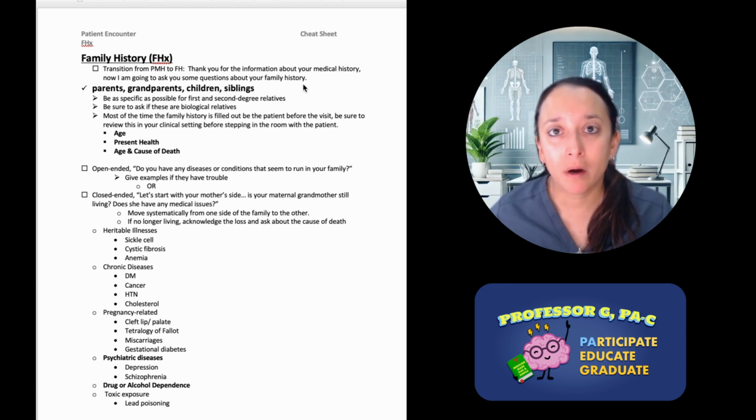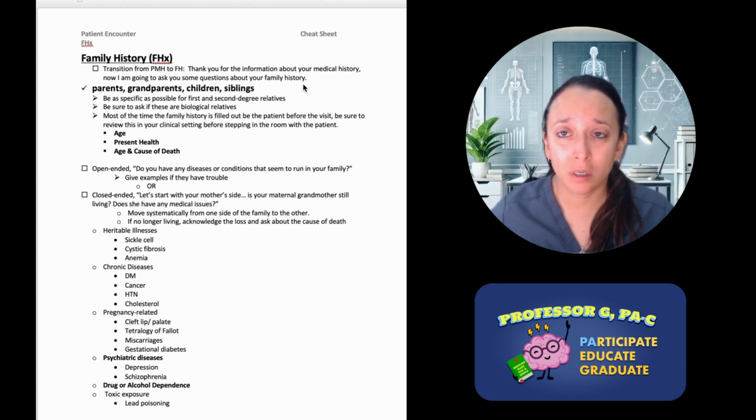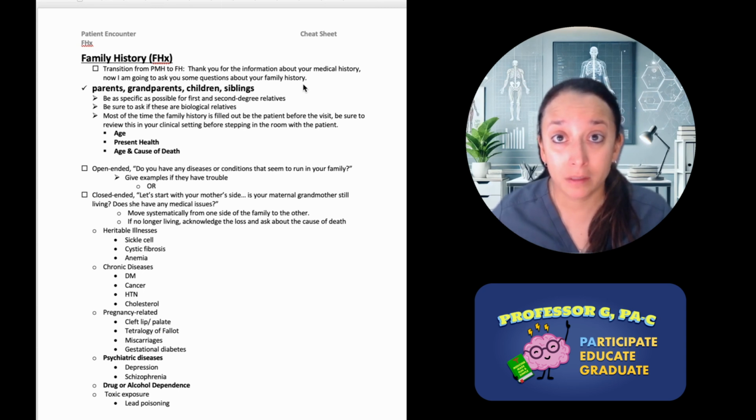So the ones that we are most concerned about from a history taking standpoint are going to be the patient's parents, grandparents, any children they might have, and siblings. Okay. So that's what I like to say. By family history, I'm most concerned with hearing a little bit more about your parents, your grandparents, your siblings, and any children that you might have. Okay, so that's where you're going to be specific.